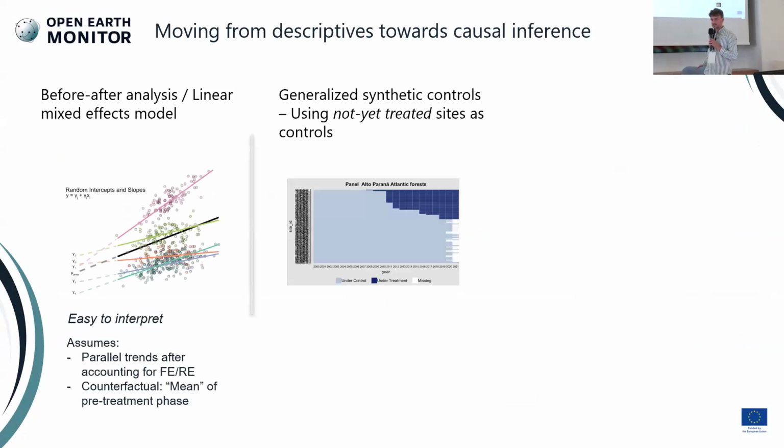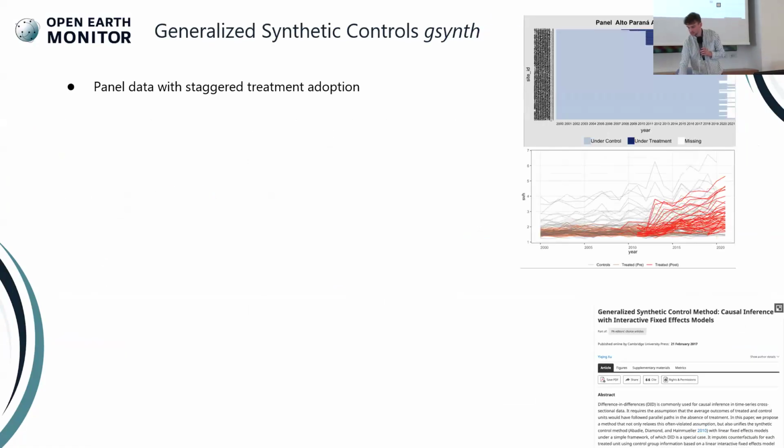So we applied a generalized synthetic controls approach, which means we take all the not yet treated sites, or all the sites that were treated late in our panel, and use them as potential control sites for the earlier treated ones. And when we do this for a specific ecoregion here in Brazil, a panel looks like this. So you have treatment sites on top, with the dark blue being the phase where the treatment is in effect, and the light blue is the control phase before, and you have pure control sites, which were those with very late intervention years.